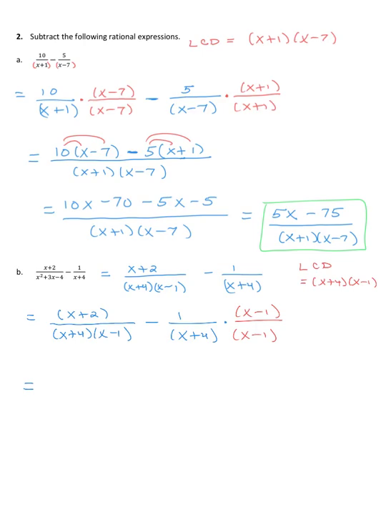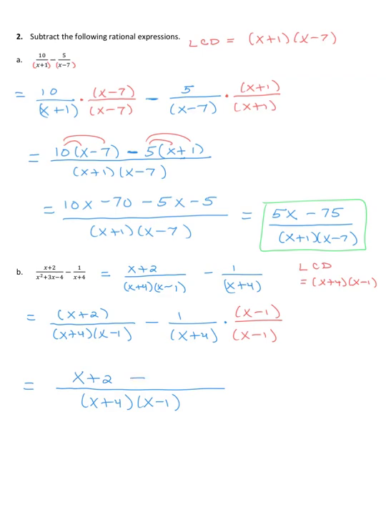Okay, I have a least common denominator. That's x plus 4 times x minus 1. The numerator on this fraction is x plus 2, not being multiplied by anything, so I'm just going to copy it down here as x plus 2. Then it's going to be minus.